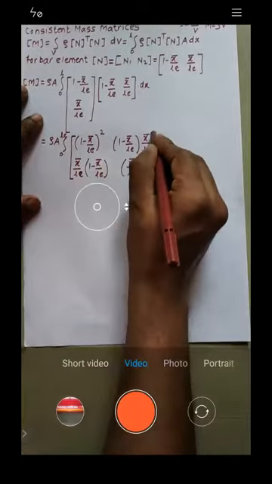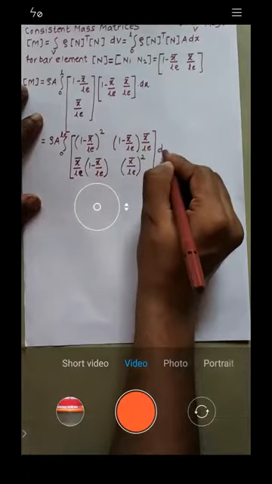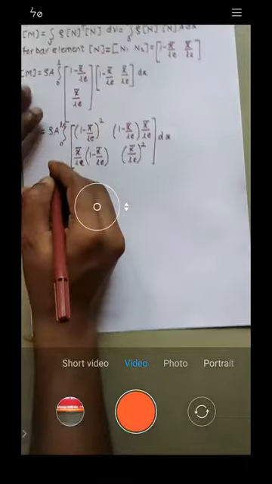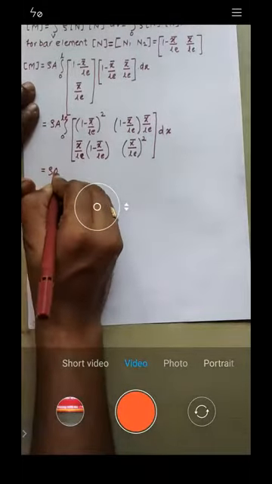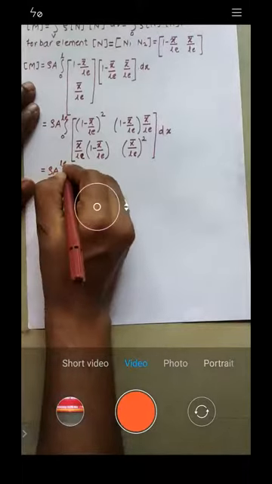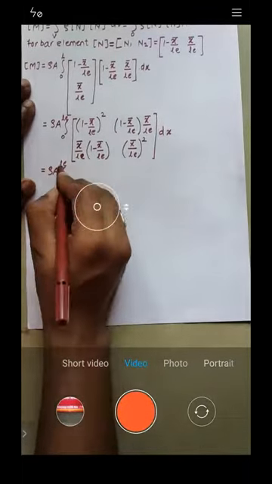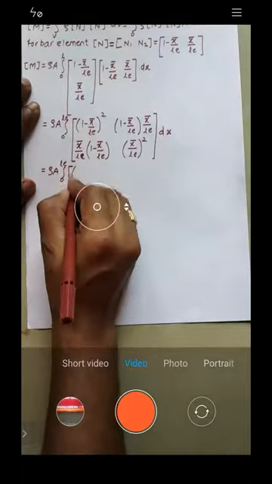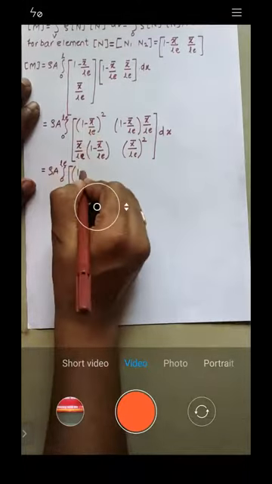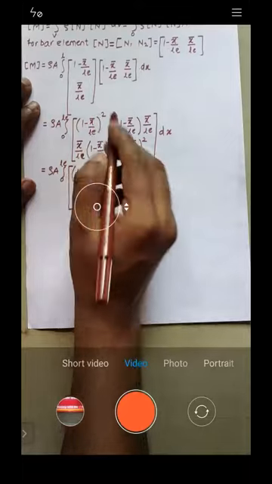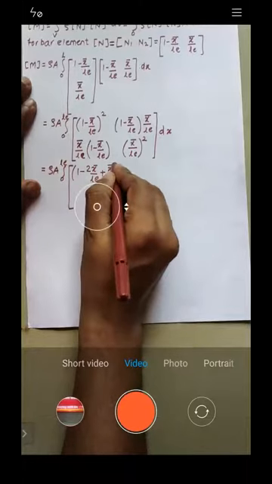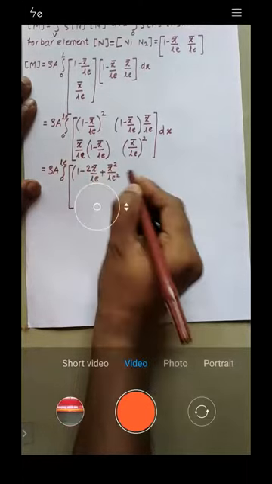Is it okay? Into dx, right? Is it okay? Now we need to split it. So rho into A, integration 0 to LE. Now let's split that. 1 square, I'll write down, is 1. Next, minus twice of this into this, so minus 2 x bar by LE, plus x bar square by LE square, plus x bar square by LE square, right?